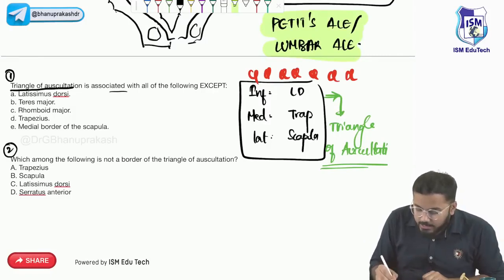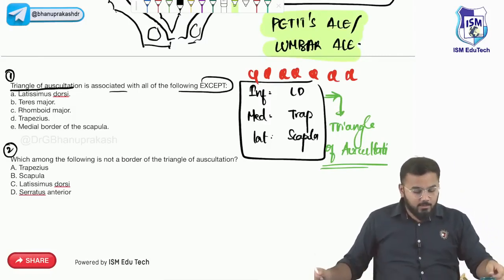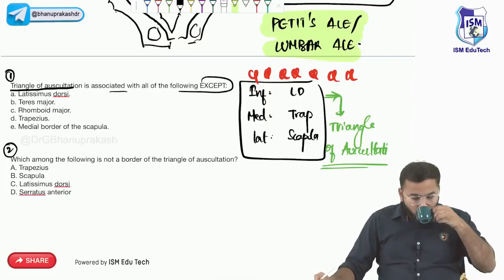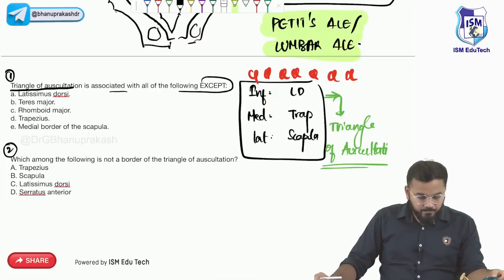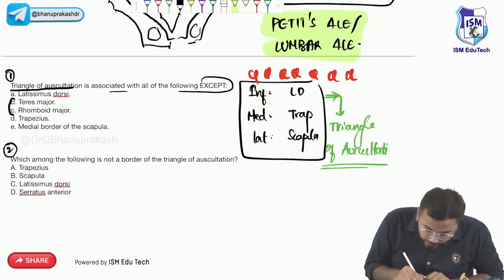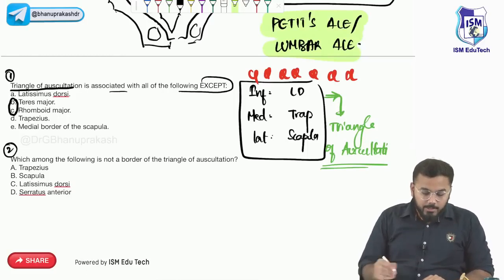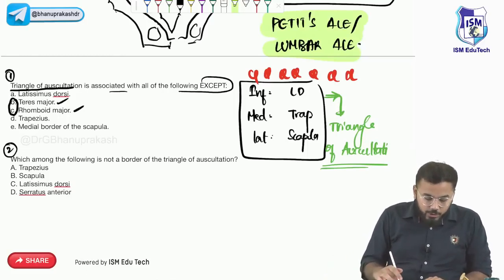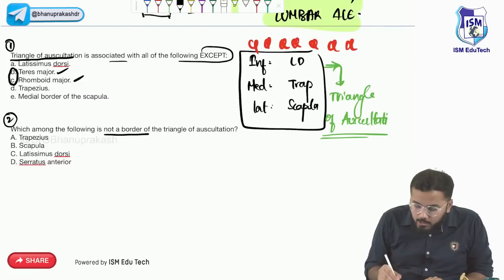Triangle of auscultation is associated with all of the following except. You will tell me the answer now. What is the answer, guys? Yes, tell me. Very good. Triangle of auscultation is associated with both of them, B and C. I have added one more option, B and C. Clear? Question number two. Which among the following is not a border of triangle of auscultation?